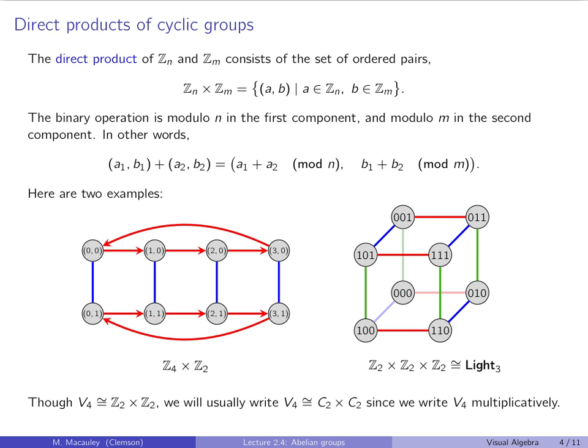The Klein 4 group, V4, is isomorphic to Z2 cross Z2, but I will usually write it as C2 cross C2, if given the choice, because we write V4 multiplicatively, and C2 is my notation for cyclic groups written multiplicatively, whereas Z2 is cyclic groups written additively.